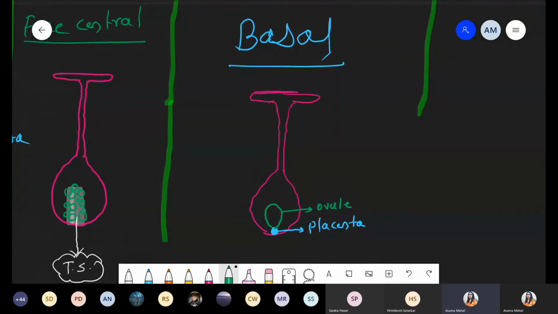If you compare the other types, so many ovules are present. Even in marginal many ovules are present, in parietal also, in axial maybe many ovules, even free central also. But basal is the one and only where we can represent only a single ovule. We know that after fertilization, that single ovule is converted into a seed, a single seed. That's why we can say this is the most advanced placentation, showing the reduction process. Got it?